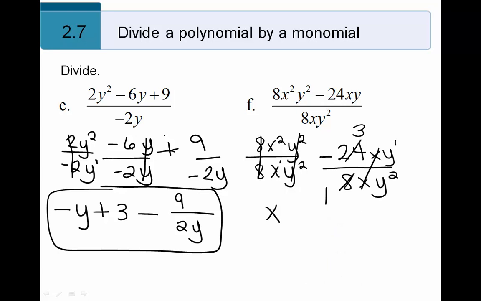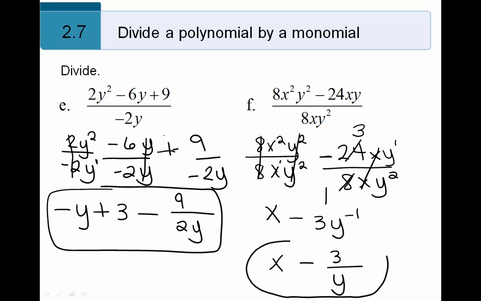So notice we have negative 3, and it's y to the 1 minus 2, which would be y to the negative 1. So we have x minus, the reciprocal of y is 1 over y. That's forcing the y to the denominator to make the exponent positive. So we have x minus 3 over y.